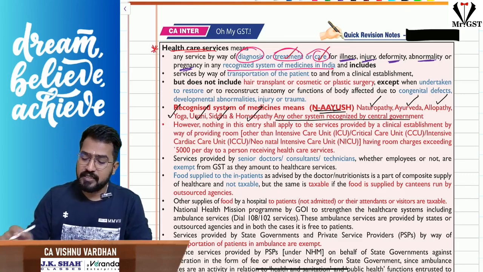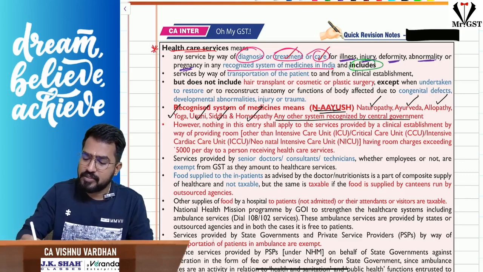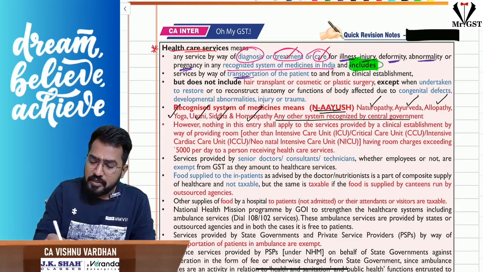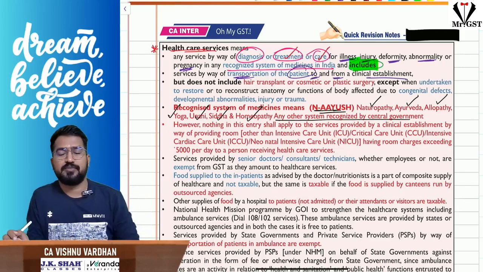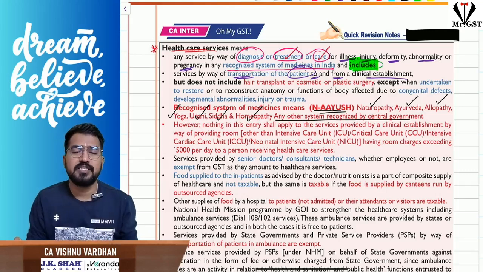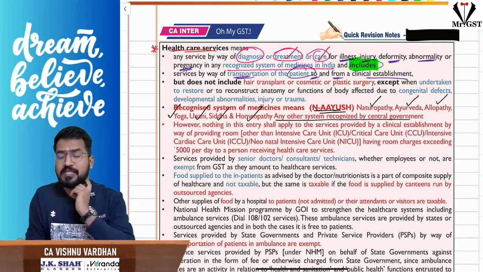And the interesting thing is transporting. It includes transporting a person, that is a patient, to or from the clinical establishment. So ambulance services, can we say? Ambulance services are exempt under GST. So transporting the patient from or to the clinical establishment is exempted.